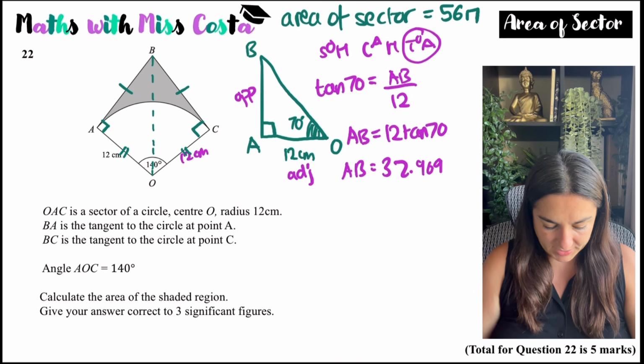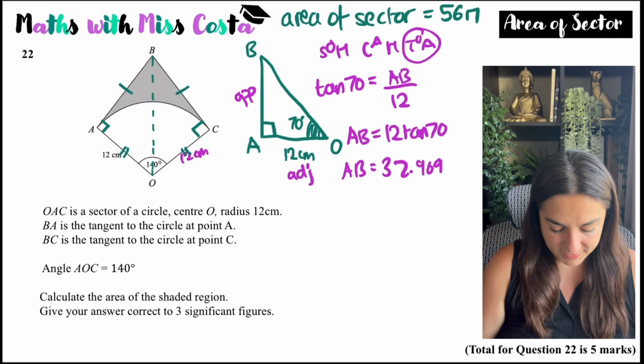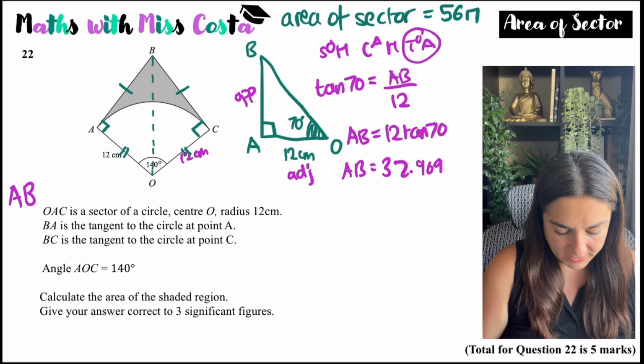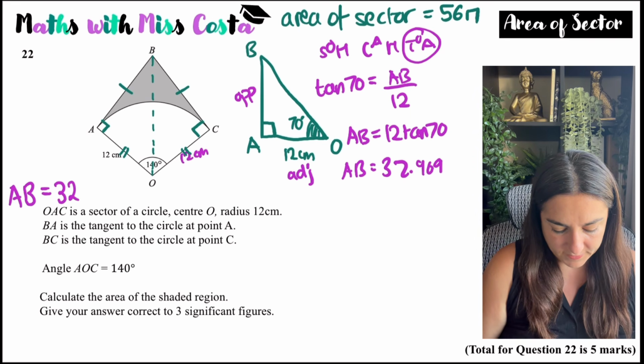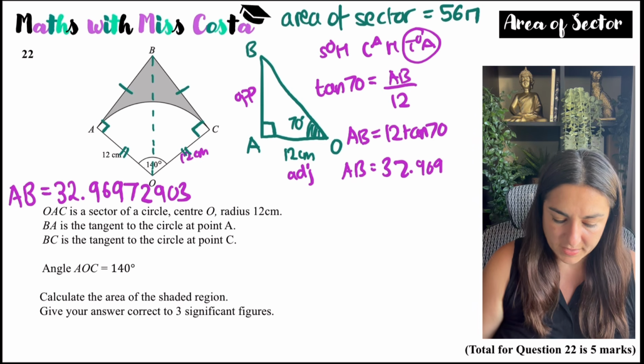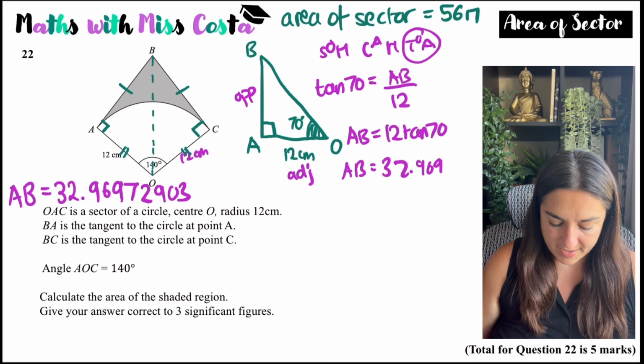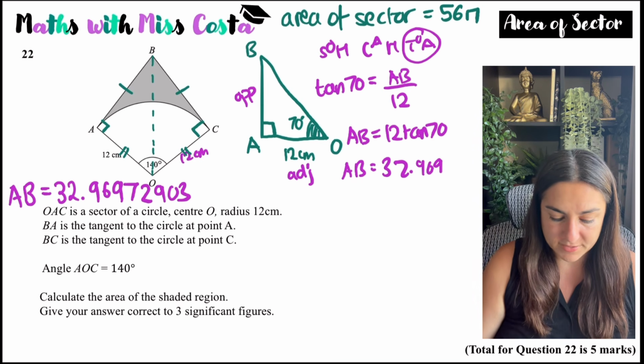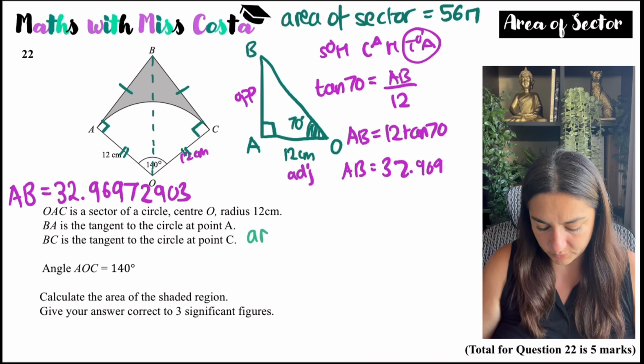So I'm just going to save this somewhere over here. So AB is 32.9697293. So now I know the length of that. I can use that to work out what the area of the triangles would be.